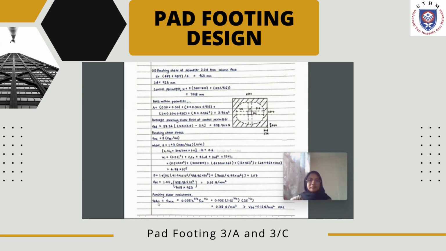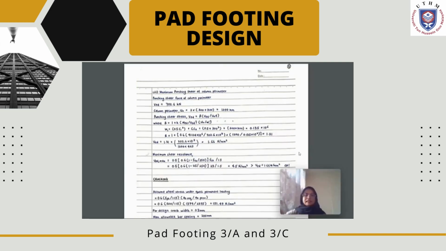Then we will find the punching shear resistance, which is the VRDC equal to Vmin, using this formula, and then equal to 0.38 Newton per millimeter square, which is larger than the VED, that means it's approved. And then the last step in this part is to find the maximum punching shear at column perimeter. And then find the column perimeter, then the punching shear stress will be calculated using this formula, and then we need to find the beta, and then W1 using this formula.